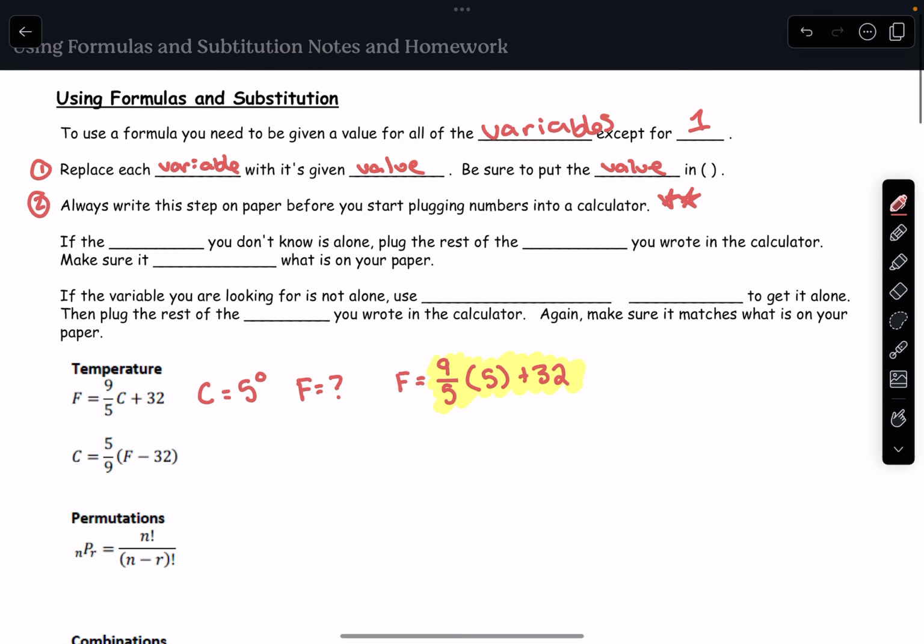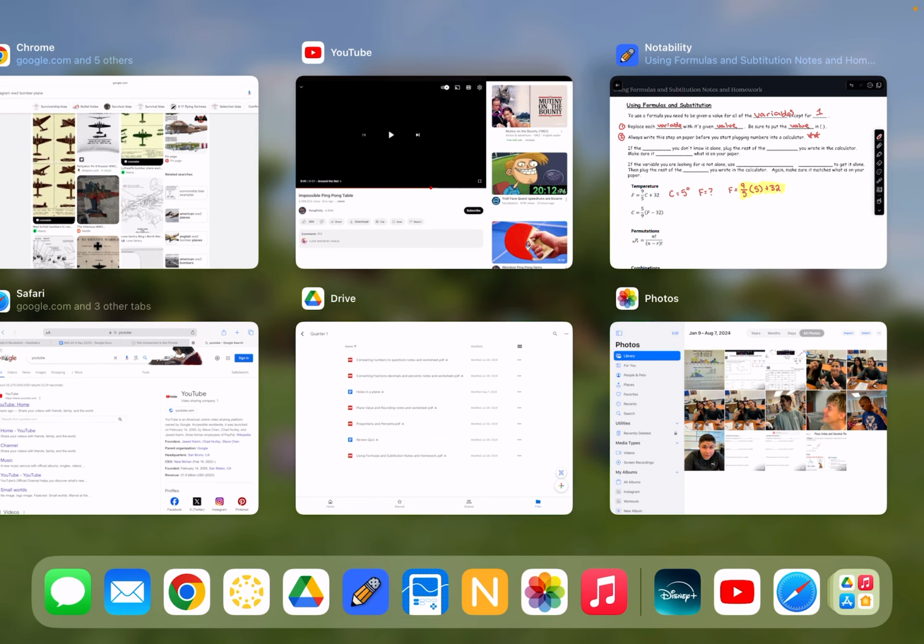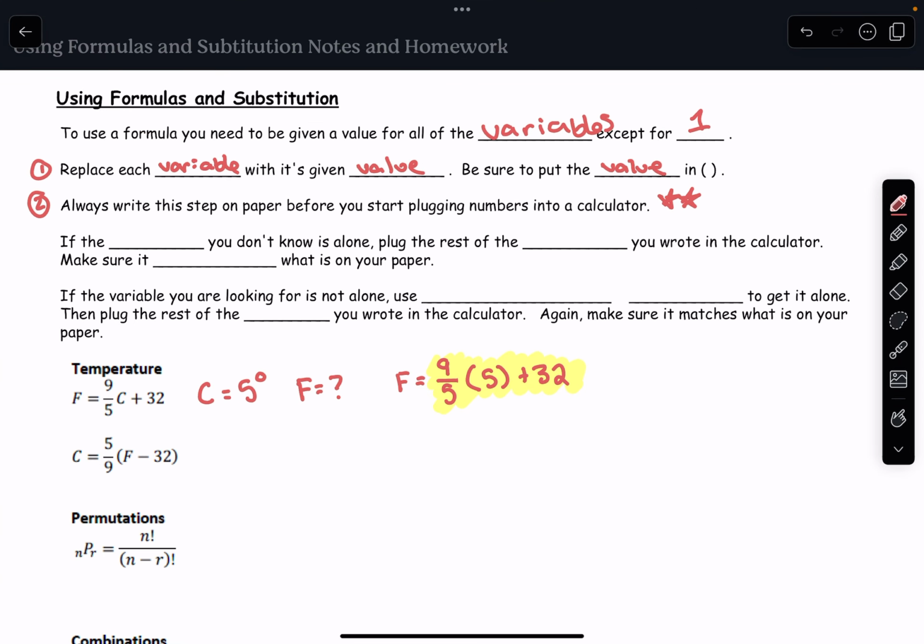So step 3, if the variable that you don't know is alone, so that F, let's fill this, whoa, what's going on? Take it easy. If the variable that you don't know is by itself, well, we know F is by itself, it's alone. We plug the rest of the equation that we wrote right into the calculator. So that yellow part, I'm just going to plug right in the calculator. I'm going to make sure it matches what I wrote on my paper.